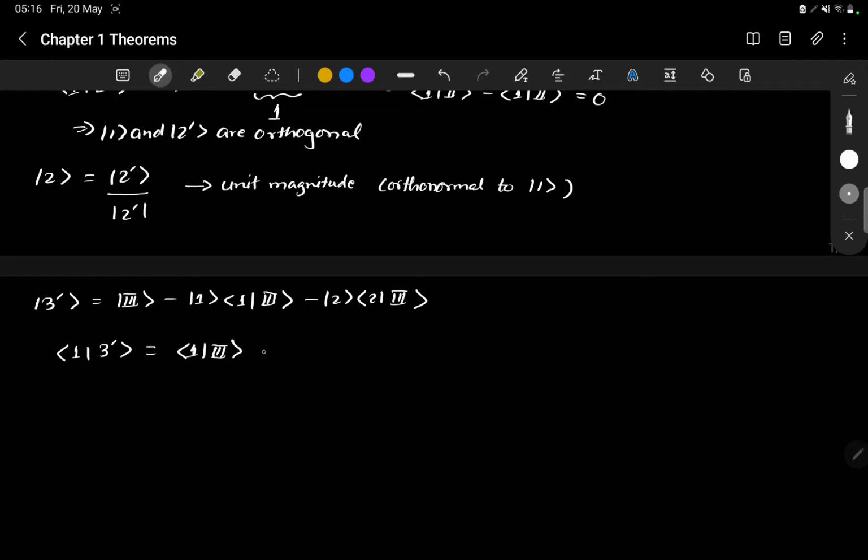So we are finding the inner product with the first vector. Now clearly this is 1 because we have it of unit magnitude, and 1 and 2 are orthonormal to each other, so this one is 0. Sorry, I missed out one term over here. Let me rewrite it.